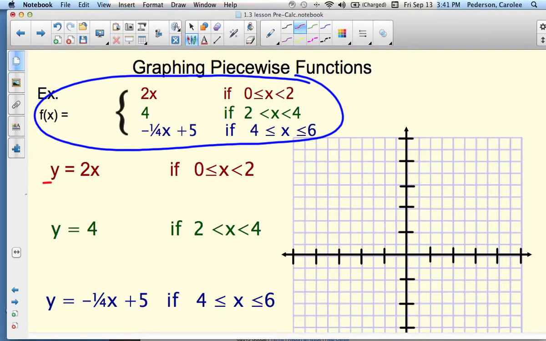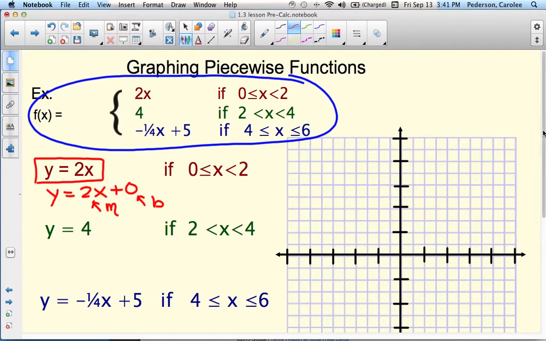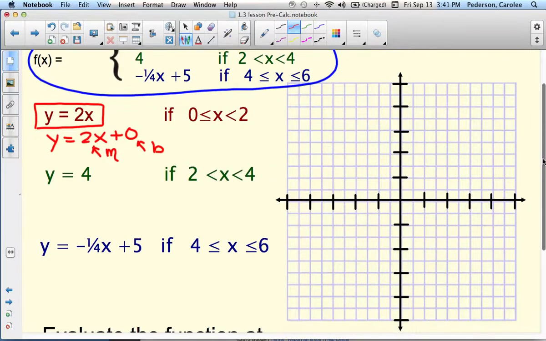And I rewrote it so I replaced that f of x with the letter y. So that's a little more comfortable for students to look at. Y equals 2x. This is going to be a linear piece. So y equals 2x plus 0. The 2 represents the slope, and the 0 represents the y-intercept. And we're going to ignore the domain restrictions for right now, that interval or inequality. And let's graph that red piece.